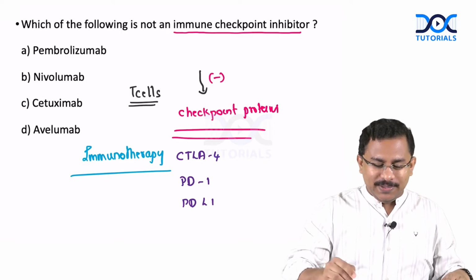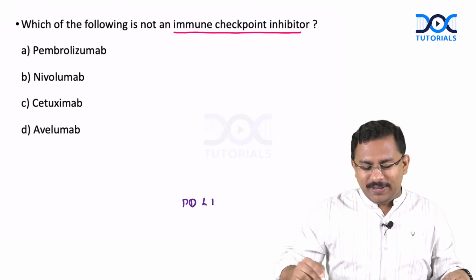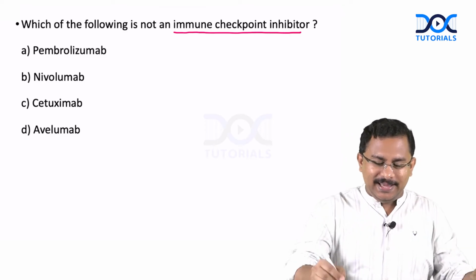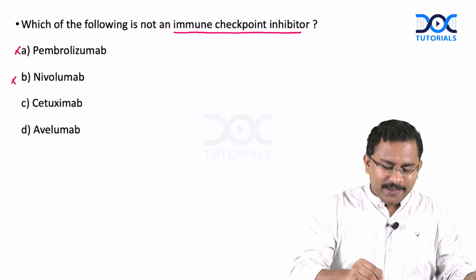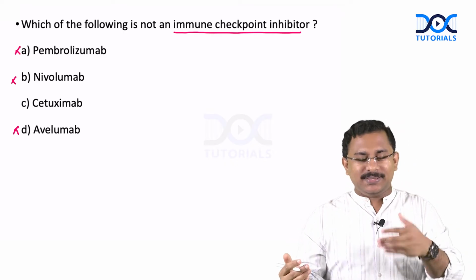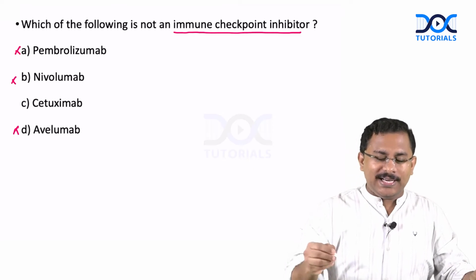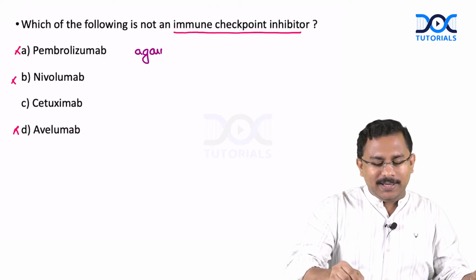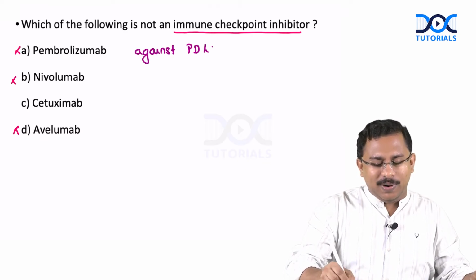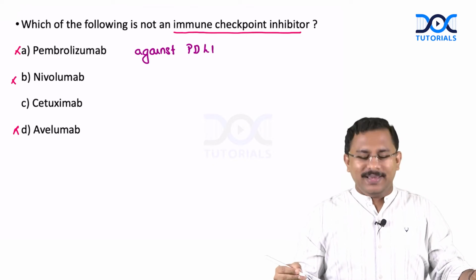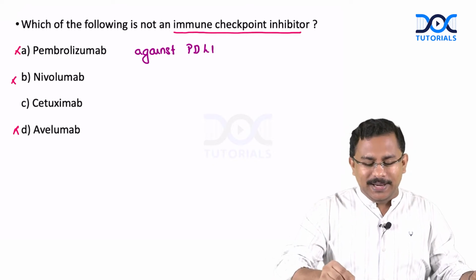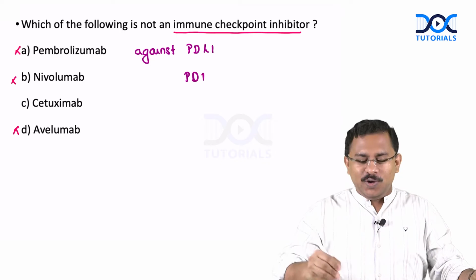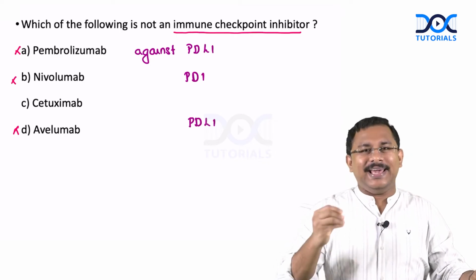Very important. Talking of the options in the question, options A, B and D are actually checkpoint inhibitors. The question is asking which of the following is not an immune checkpoint inhibitor. The first one is an immune checkpoint inhibitor against PDL1, that is pembrolizumab, whereas nivolumab is against the PD1 receptor. Option D, avelumab, is again against PDL1.